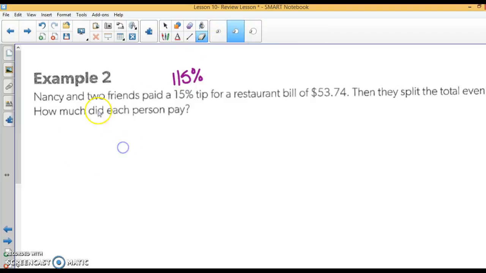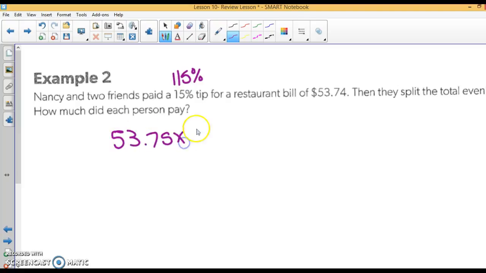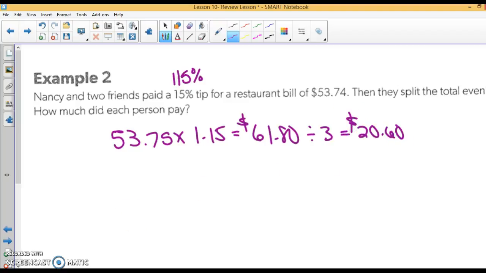53.74 times 1.15 gives you 61. So that's their total with their tip. There are 2 friends and Nancy. That's 3. So if they want to split this evenly, they're going to divide by 3, and you get $20.60 each.